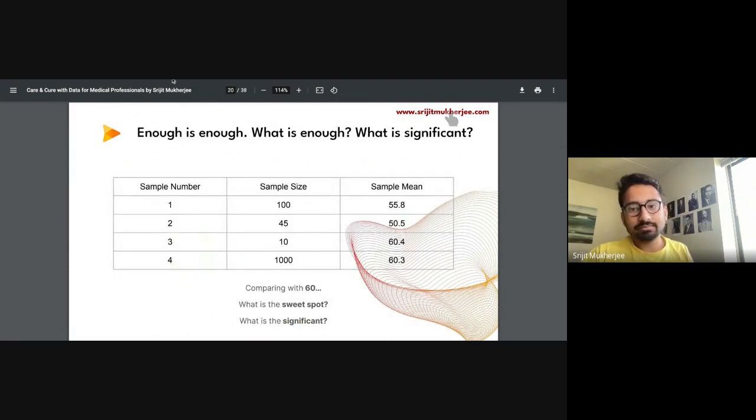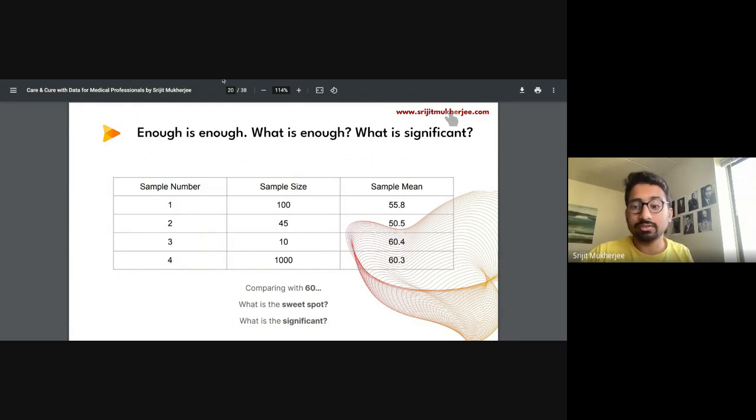Now the next question is, let's say we take 4 different samples. For one, the sample size is 100 and we have got the mean remission rate of 55.5. For another sample, the sample size is 45 and we have got 50.5. For the third sample, we have a sample size of 10, but the mean is 60.4. For the fourth sample, we have 1000 sample points, and the mean is 60.3.